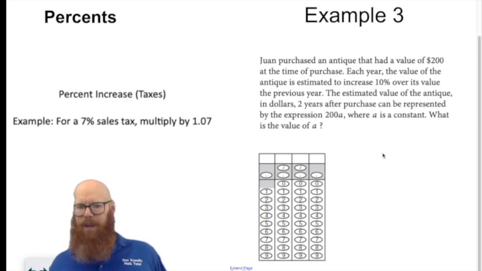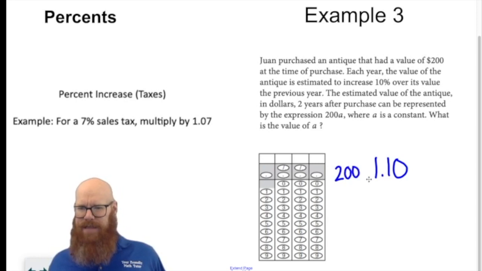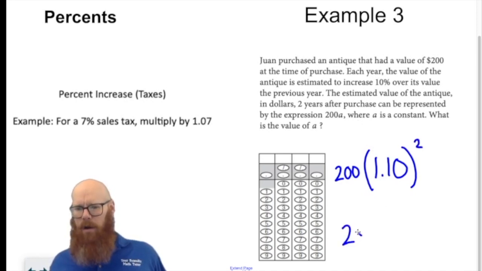So we're increasing by 10%. So that means we're multiplying by 1.10. The estimated value of the antique 2 years after the purchase can be represented by 200A, where A is a constant. So if you think about it, we start with 200. It's kind of like the deer problem. We multiply by this decimal, and then we are doing that for 2 years. So we're raising it to the second power, and they want to know 200 times A.